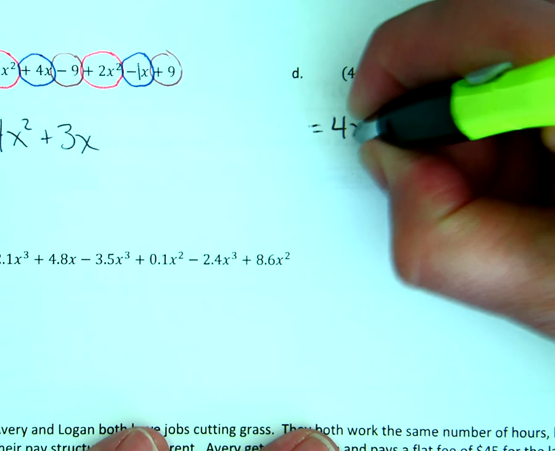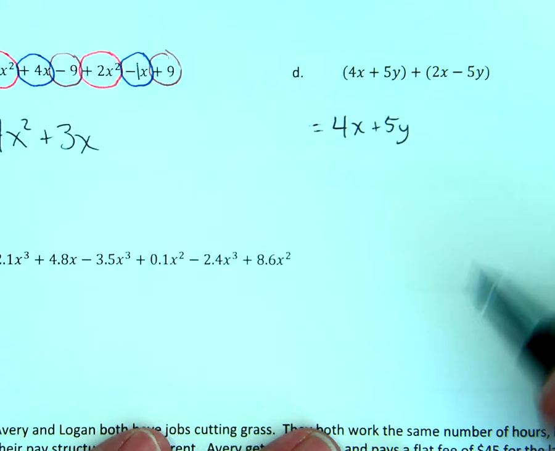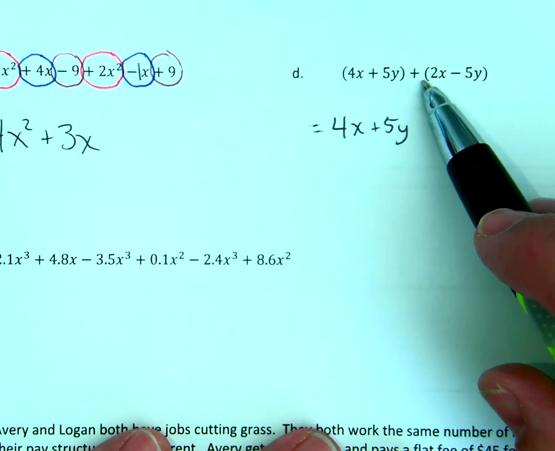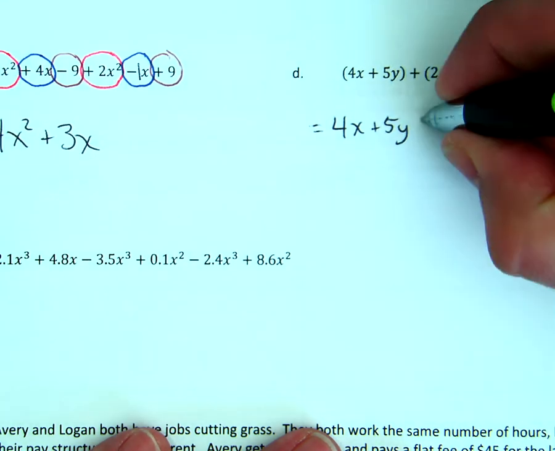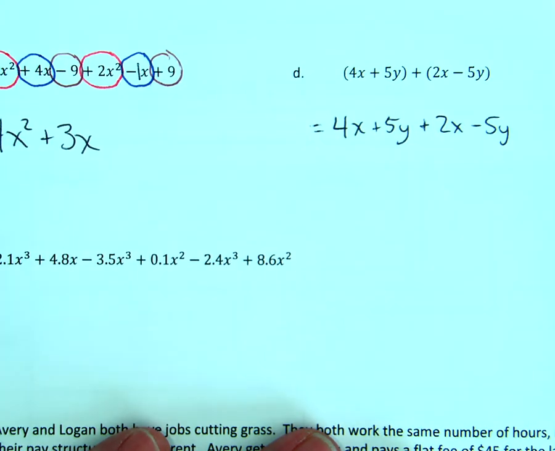So if there's a 1 in front, it's just 1 of all this stuff. So really, it's just 4x plus 5y. So the brackets are not doing anything. Same with this one. It's a positive 1 in front. It's not written, but there's a 1 in front here. There's no exponent here, so it's a 1. So the brackets aren't doing anything. So it's just going to be 2x minus 5y.